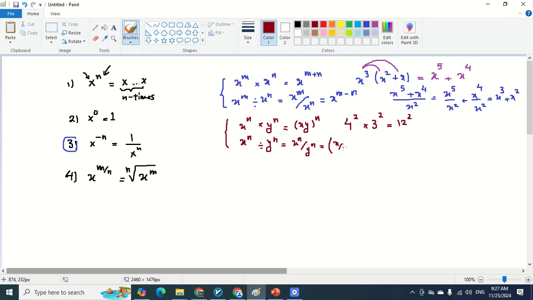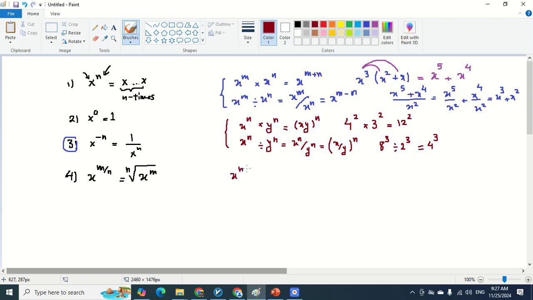The inverse part is also correct. If we have x over y totally to the power of n, you can split the expression and write it as x to the power of n over y to the power of n. For example, if we have 8 cube divided by 2 cube, simply divide 8 by 2, which is 4, and the result can be written as 4 cube as well.